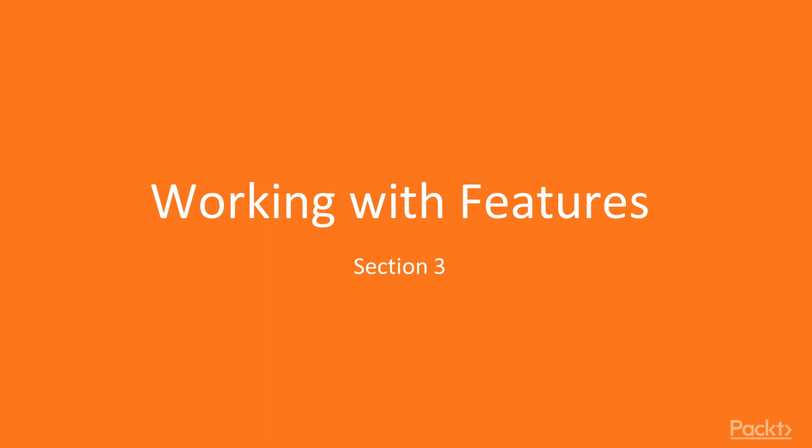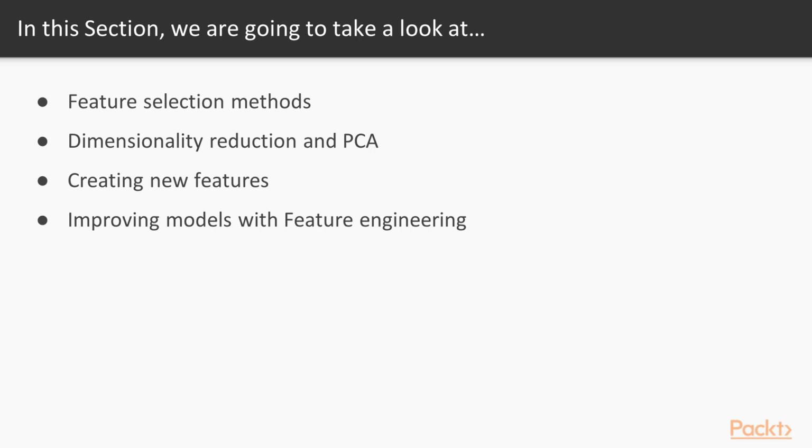And the second way in which we can improve our models is in understanding. We can get a better understanding of the relationship between the features and the target, the variable that we are trying to predict. So let's see what we are going to do in this section. In the first video, we will talk about feature selection methods. And these are methods for selecting features that are likely to help with prediction.